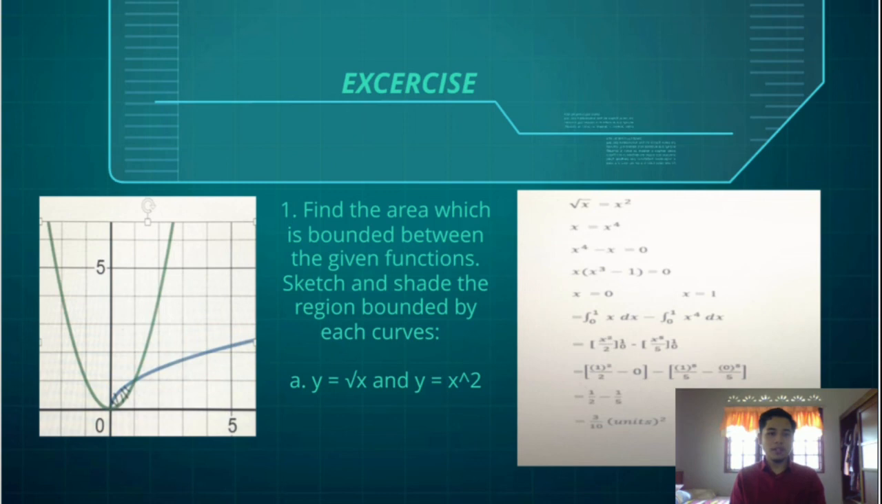So the function of x will minus with the function of x to the power of 4. And the limits you just take from the intersection points, which are 1 and 0. So when you integrate x, you will get x to the power of 2 over 2. And when you integrate x to the power of 4, you will get x to the power of 5 over 5. Then substitute the limits back and you will get the answer 9 over 10 units squared.